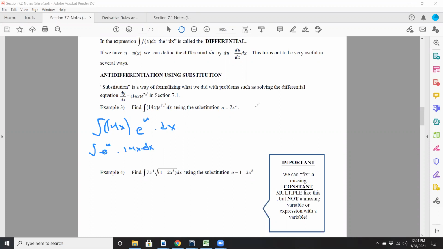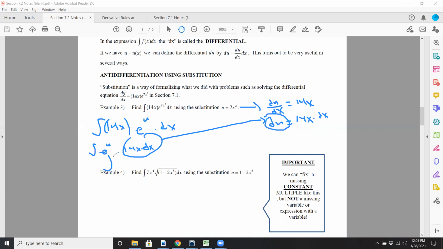Now, here's the thing. If u equals 7x squared, what's the derivative of u with respect to x? Well, it's going to be 14x, of course. And what if I multiply both sides by dx? I get this. So all of this right here equals du. So now I can rewrite as e to the u du, take my integral, or antiderivative, which is e to the u plus c, and then, because u is 7x squared, bring it back into the mix, and now I've got my answer.